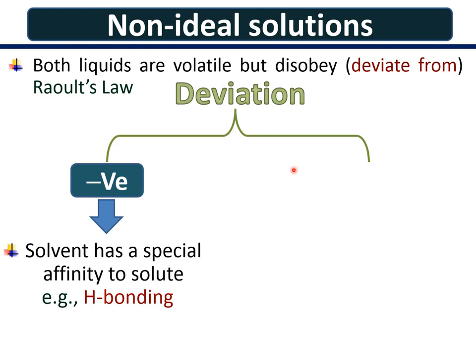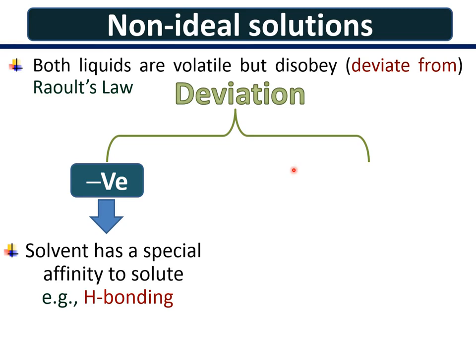So when they interact so strongly, you expect that the vapor pressure will be lowered, right? The tendency of the solvent to escape will be lower than expected. And that's why we are saying this is negative deviation, because the vapor pressure will be lower, okay? An example for this is the interaction between acetone and water. Because of hydrogen bonding, you expect that we will have a negative deviation.